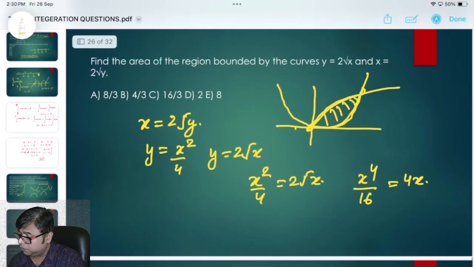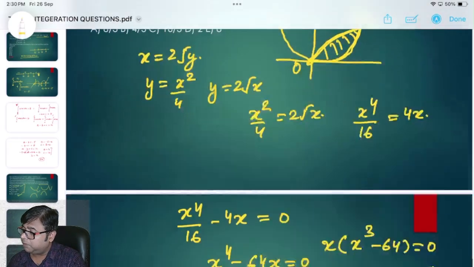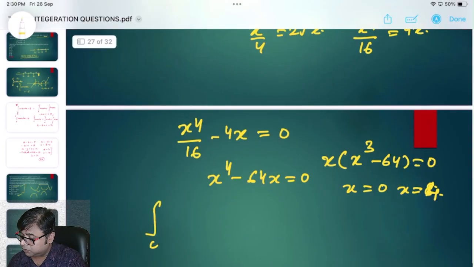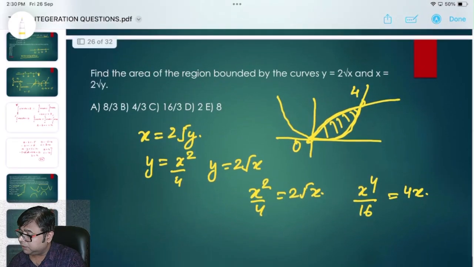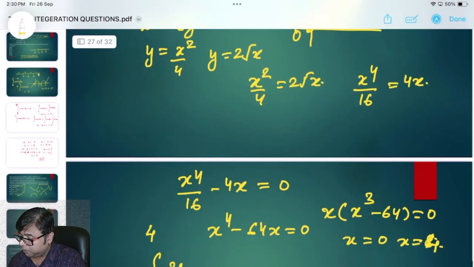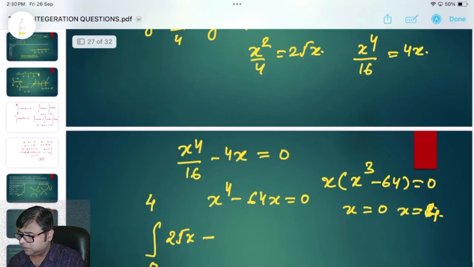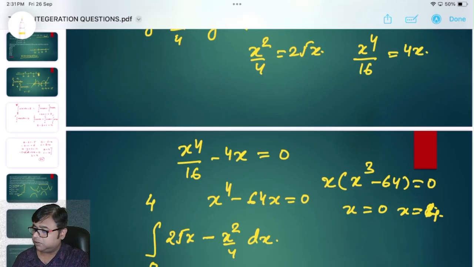So 0 to 4. So now I'll be integrating the curve from 0 to 4, which is the above curve. Above curve is obviously 2 root x, and below it is, although you can take mod also, no problem, minus 2 root x and x square by 4 dx. So this is how we will solve this problem.